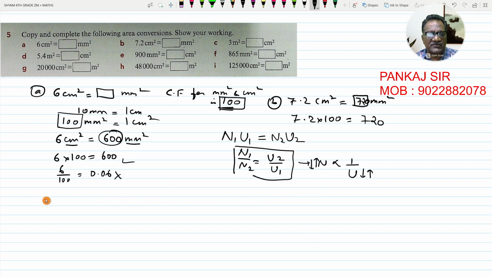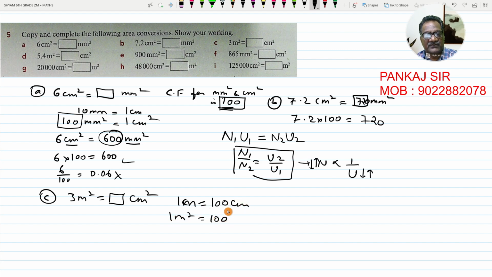Now let us go for the C part of this question. C says that 3 meters squared is equal to how many centimeters squared? Again you will have to decide what is the conversion factor. So this is how you have to decide the conversion factor. 1 meter is equal to 100 centimeter. So 1 meter square, squaring both the sides, you will get 10,000 centimeters square. Now can you see meter square and centimeter square? The conversion factor is 10,000, or you can say 10 raised to 4.